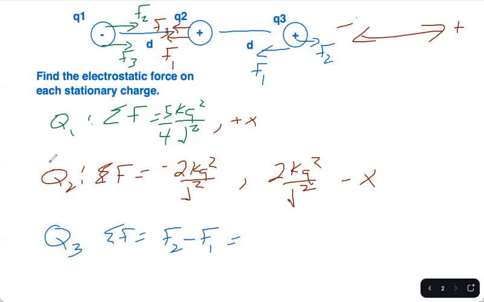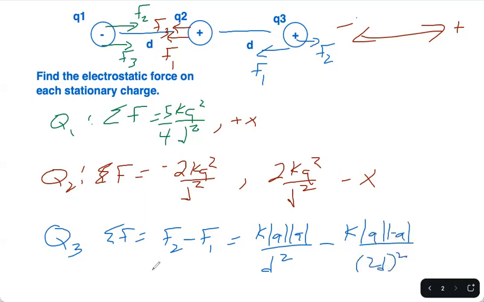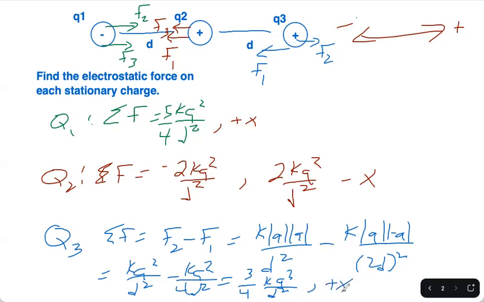Make sure you go back and watch how I did 1, 2, and 3 for those commonalities. So force 2 from charge 2, between these two, is going to be K Q over d squared minus K between now 1 and 3, so K Q negative Q over 2d squared. That's basically K Q squared over d squared minus K Q squared over 4d squared. I'm looking at it as 1 minus 1/4, which is 3/4 K Q squared over d squared. And since it's positive, the answer is in the positive x direction. If the final answer was negative, then it would be in the negative x direction.